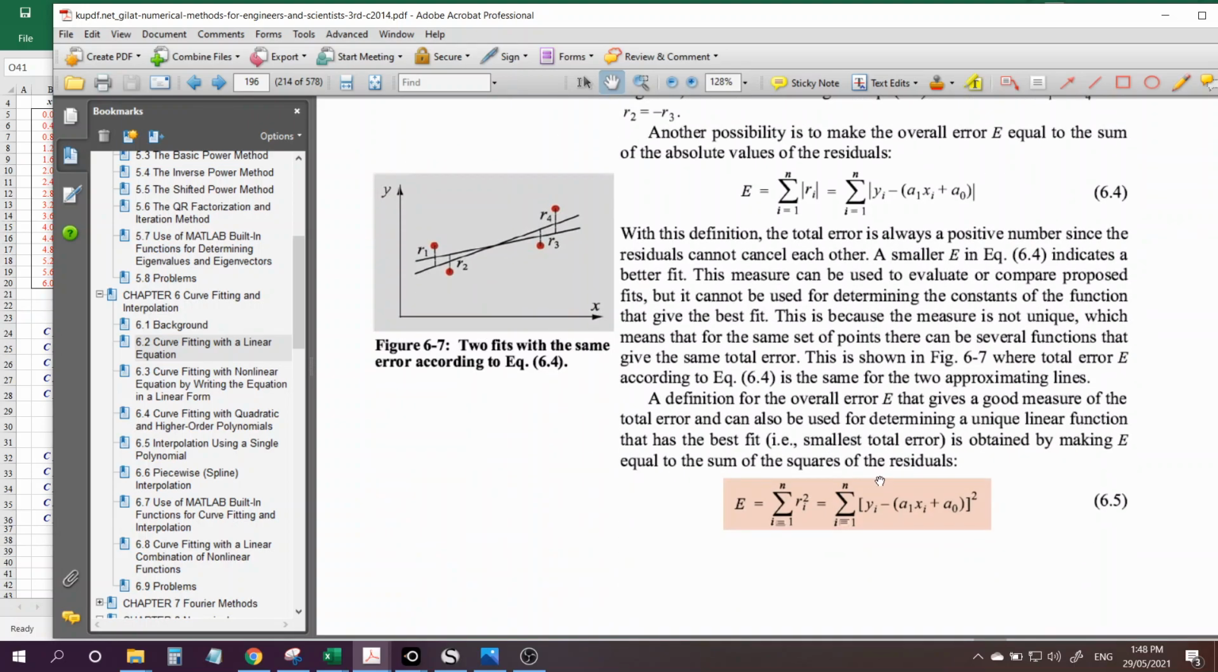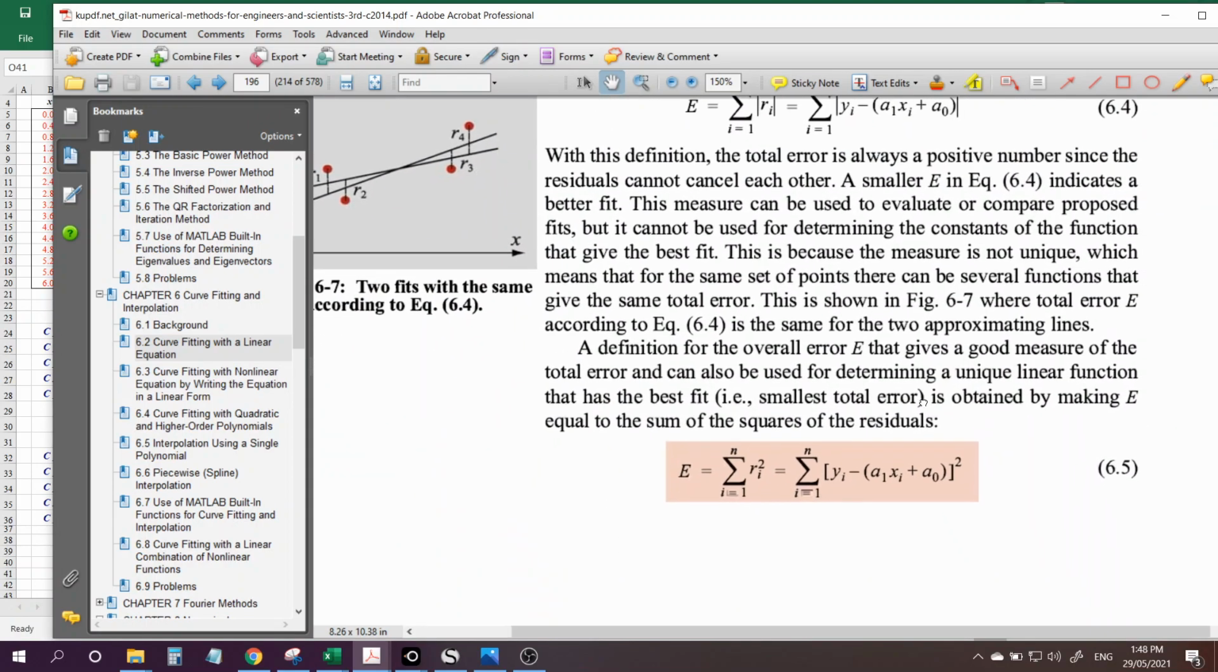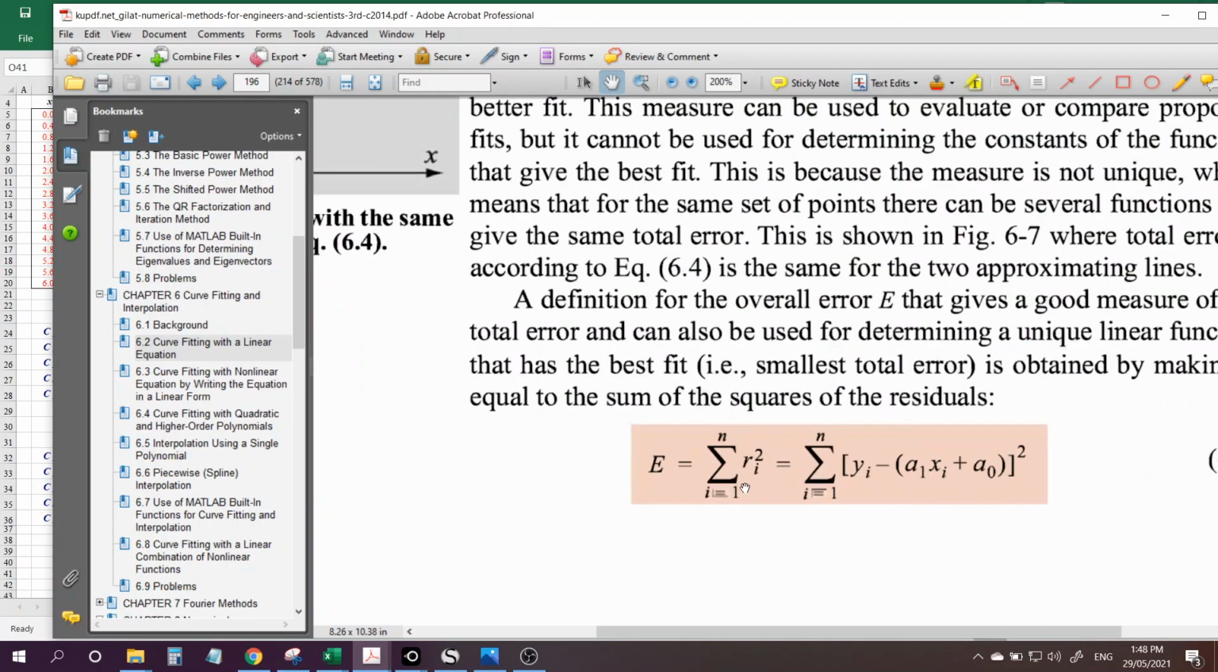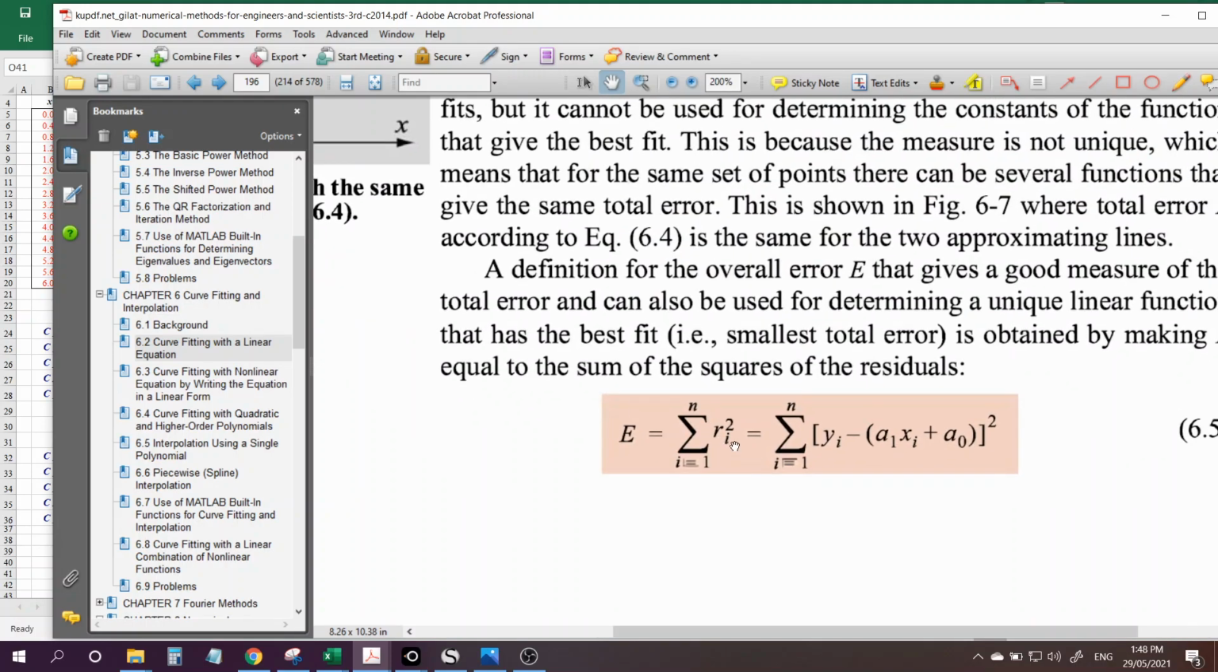Okay, now a definition for the overall error that gives a good measure of the total error can be used for determining the unique linear function that has the best fit. It is obtained by making the E equal to the sum of the squares of the residual or the error. So E is equal to summation of ri squared, or simply we just have to square the equation earlier. Okay.